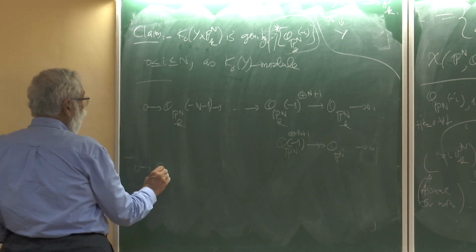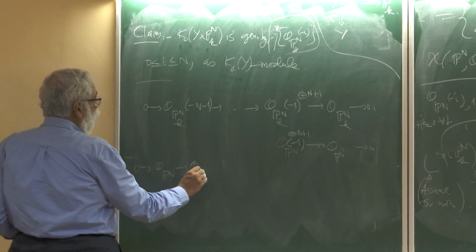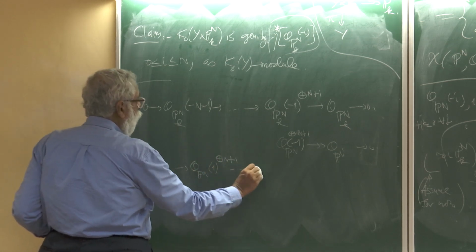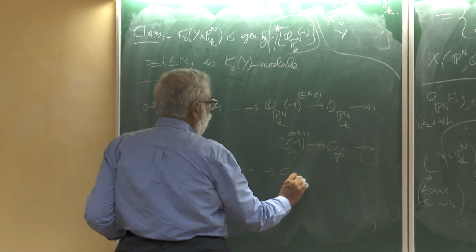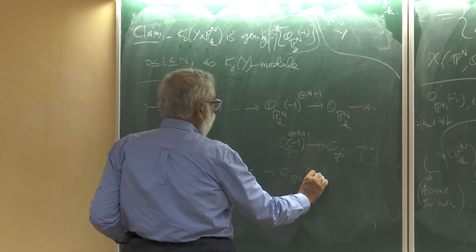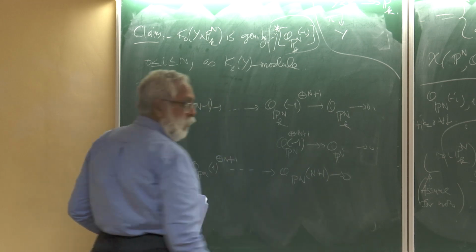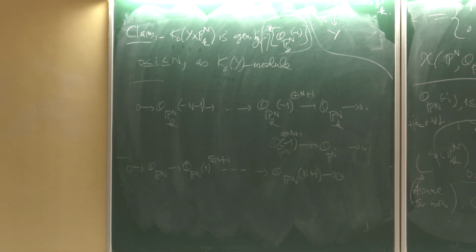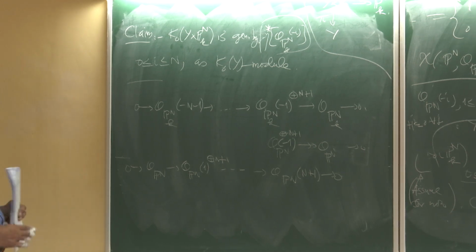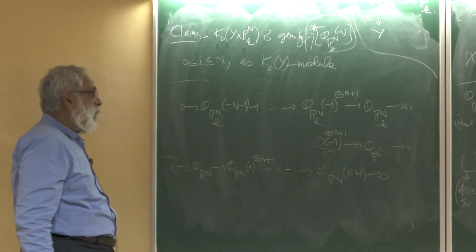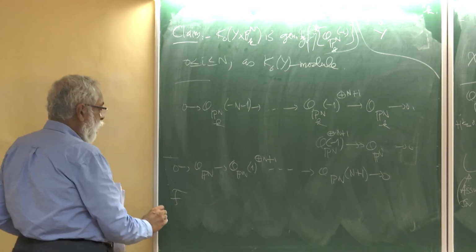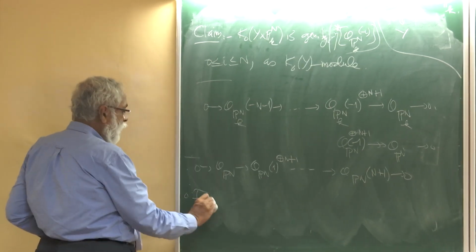I can write 0 to O_Pn, to O_Pn(1)^(n+1), so on, O_Pn(n+1). Also the claim is that these are generated by 1 less than or equal to i less than or equal to, because it is O(-n-1) and the combination of that. That's correct. And I'm indirectly going to use the same thing. I'm going to take an arbitrary f and tensor this with f and write it like this.